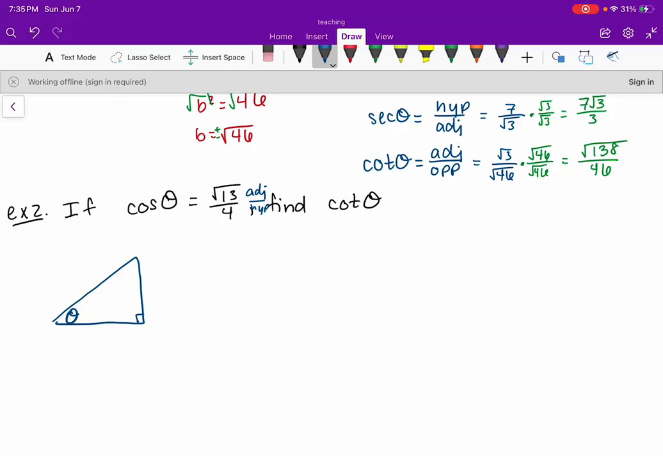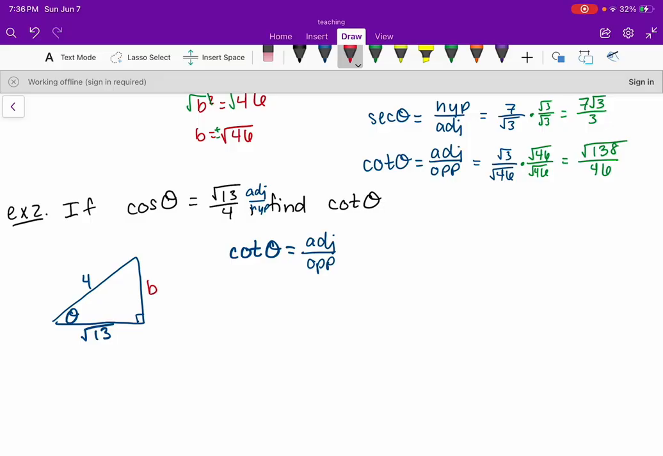My adjacent side is touching the angle, so that's going to be down here, square root 13, and my hypotenuse is 4. And I'm looking for cotangent of my angle. So cotangent of an angle is the adjacent side over the opposite side. I already have my adjacent side, but I don't have my opposite. So I'm going to ask you, how can you find the opposite side for this triangle?